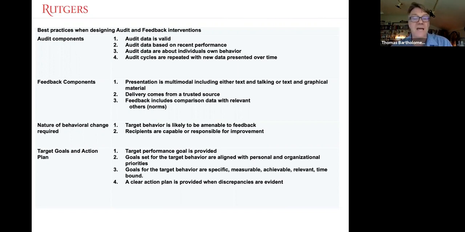All right, so sometimes if the organization is implementing cognitive behavioral interventions or dialectical behavioral therapy or motivational interviewing, whatever it is, that goal can be set by the organization. And then you've heard the term SMART goals, but it's the same here: specific, measurable, achievable, relevant, and time-bound. And then lastly, a clear action plan is provided when discrepancies are evident. So once the person receives feedback, what's the plan to move towards a higher score on the audit? And that's basically it. That's the gold standard for audit and feedback and for the formative function.